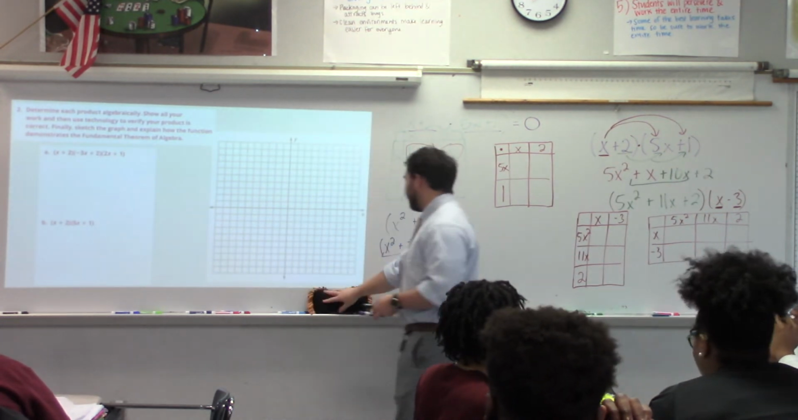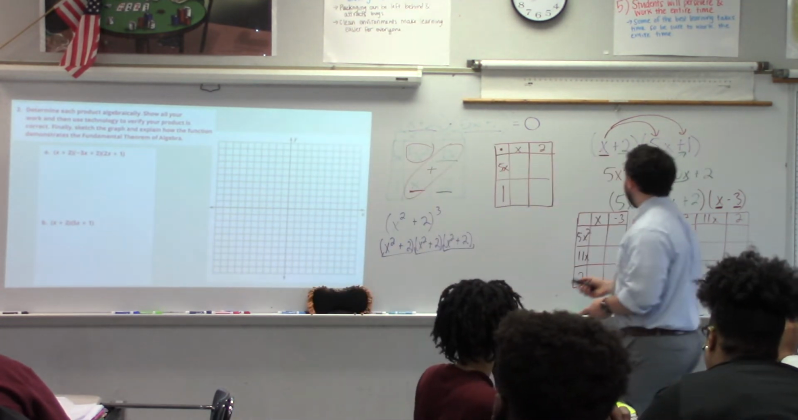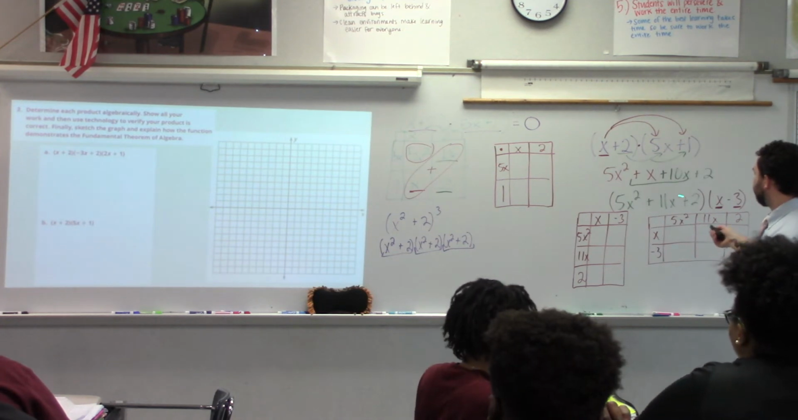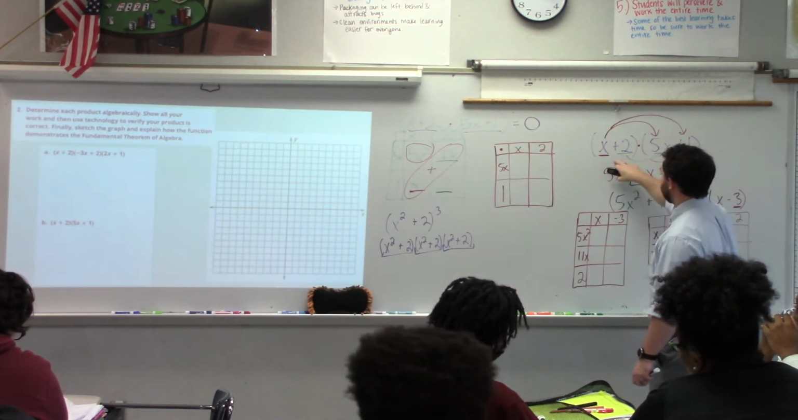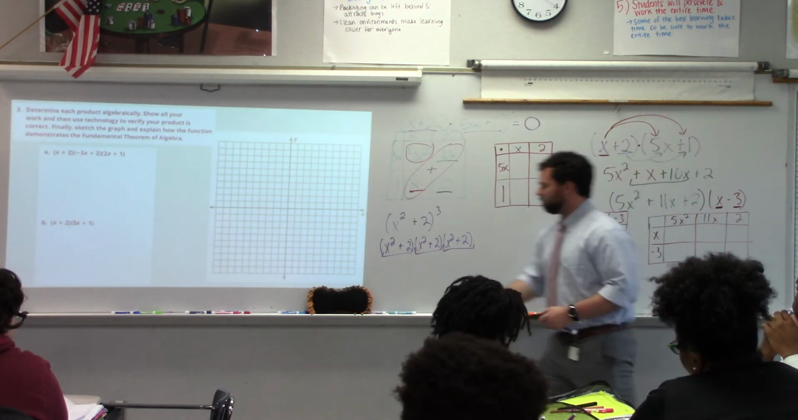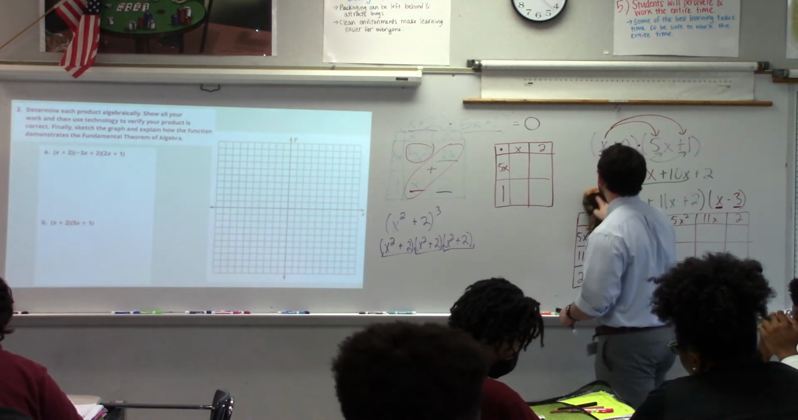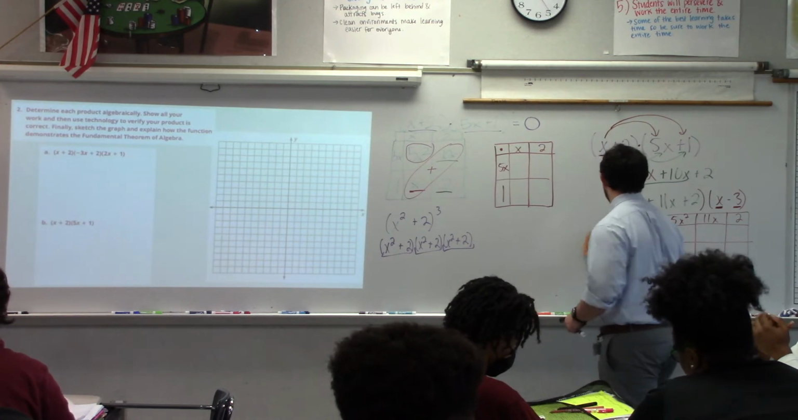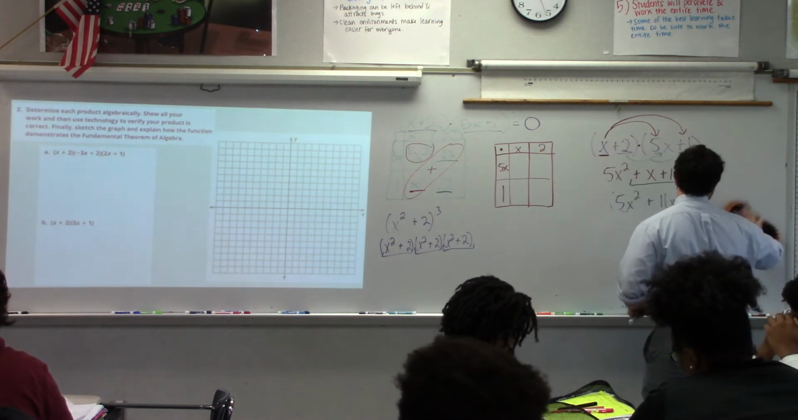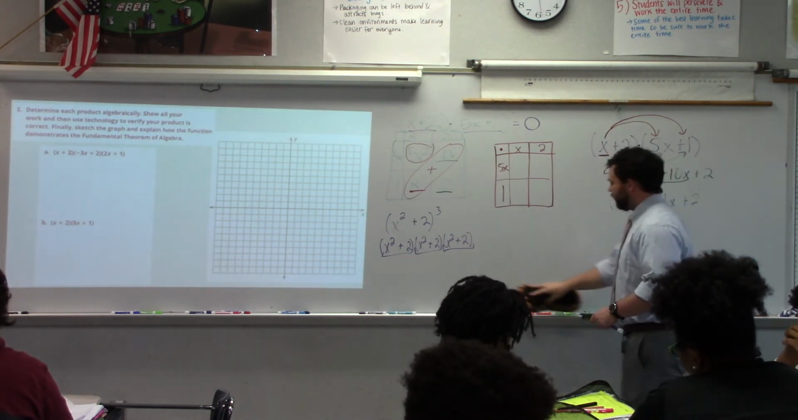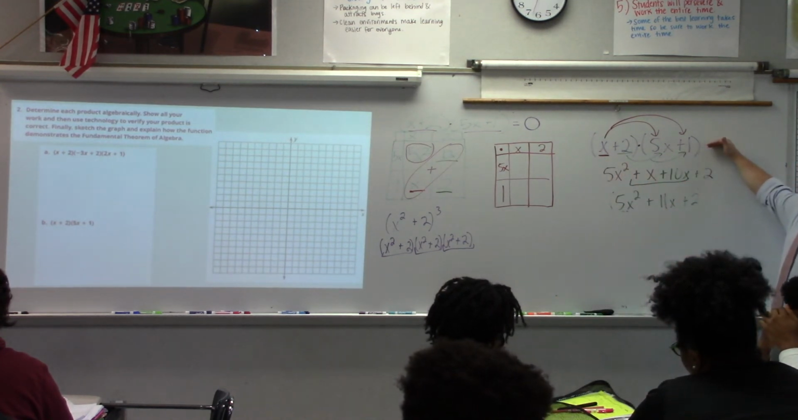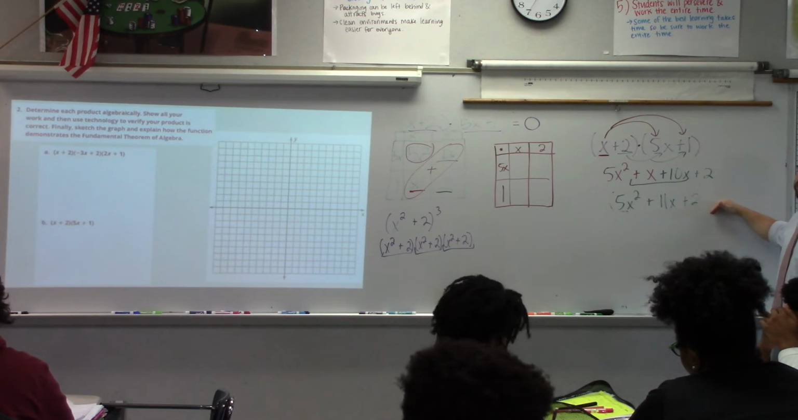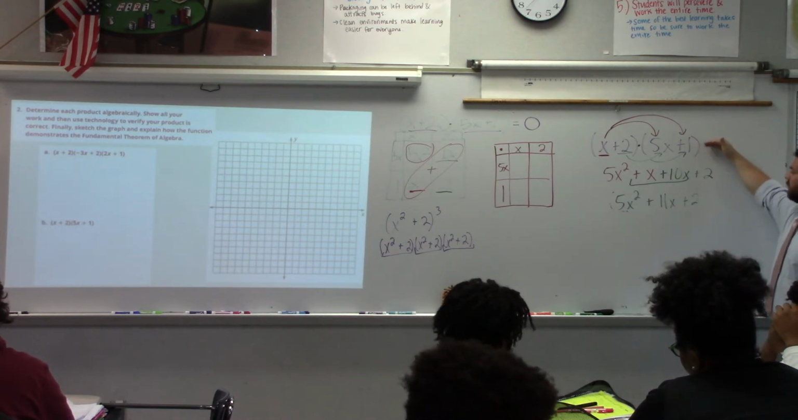How can I check, because I don't think we've done this yet, how can I check to make sure that 5x squared plus 11x plus 2 is in fact the same as this factored form? Do not forget that. We always want to check our answers by graphing our functions, right? So, by the way, don't forget, factored form to standard form, all you're doing is what? How are we going from the factored form to standard?